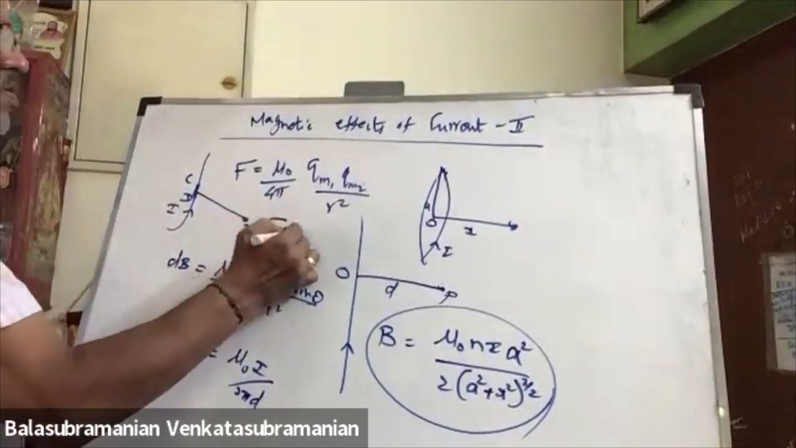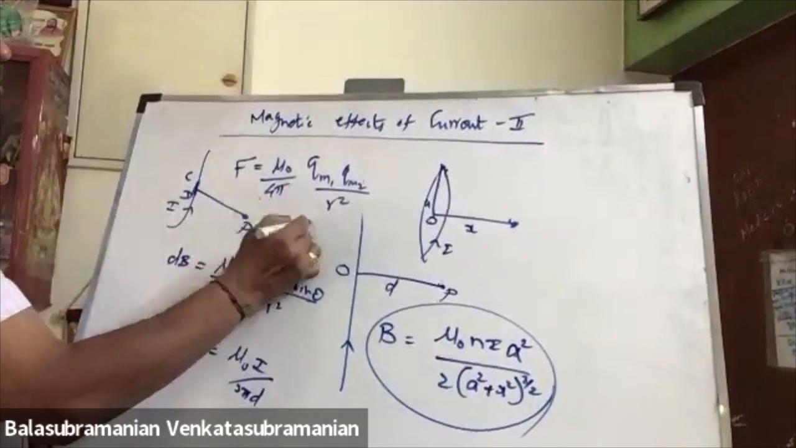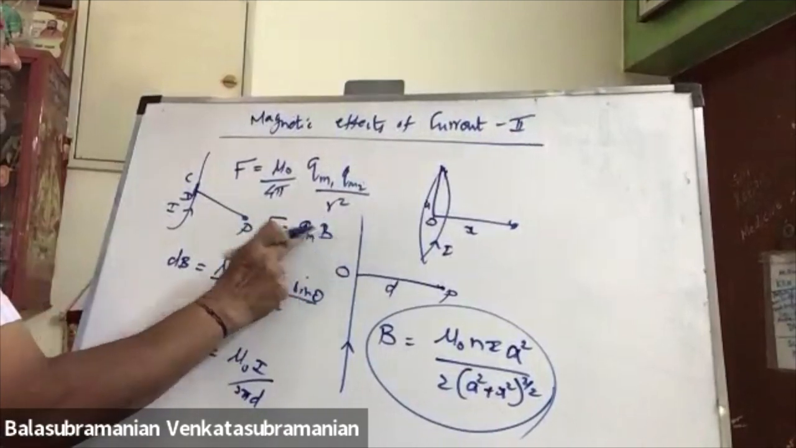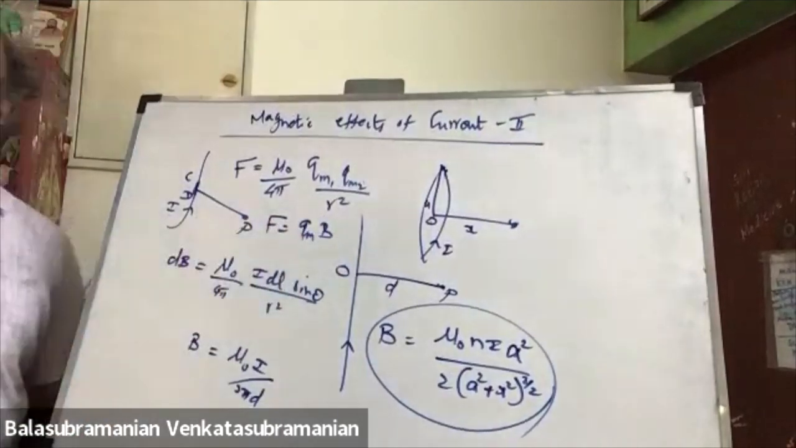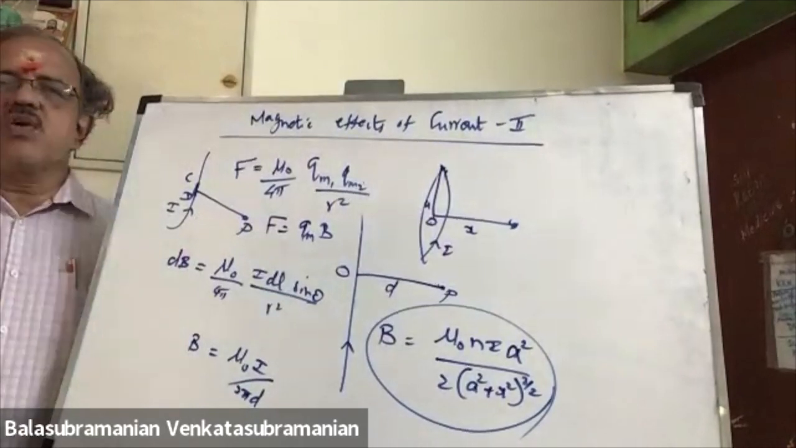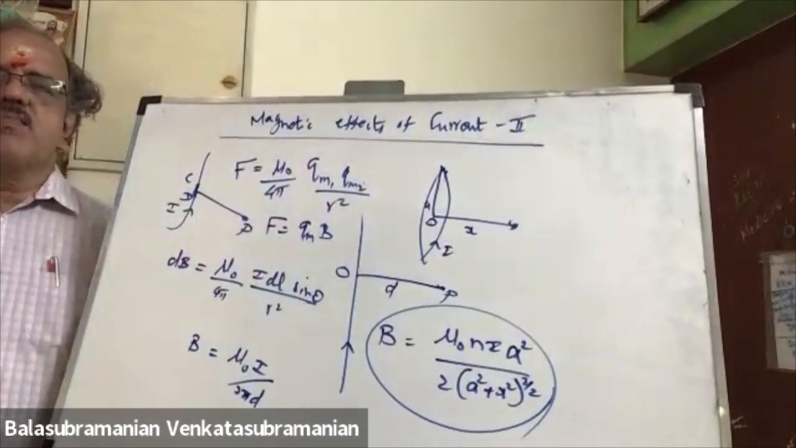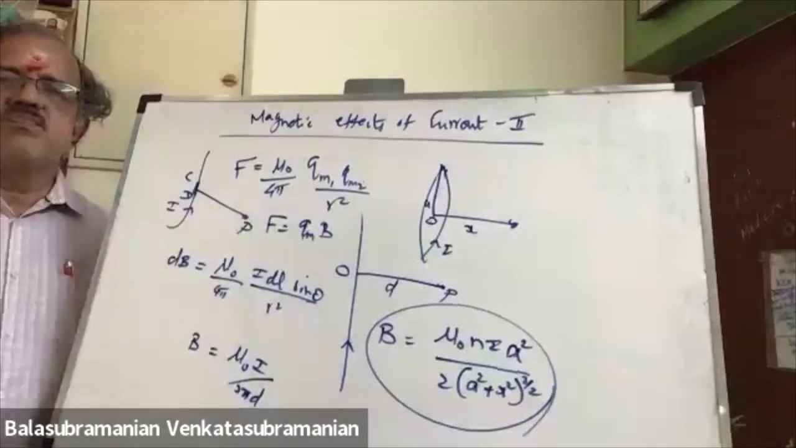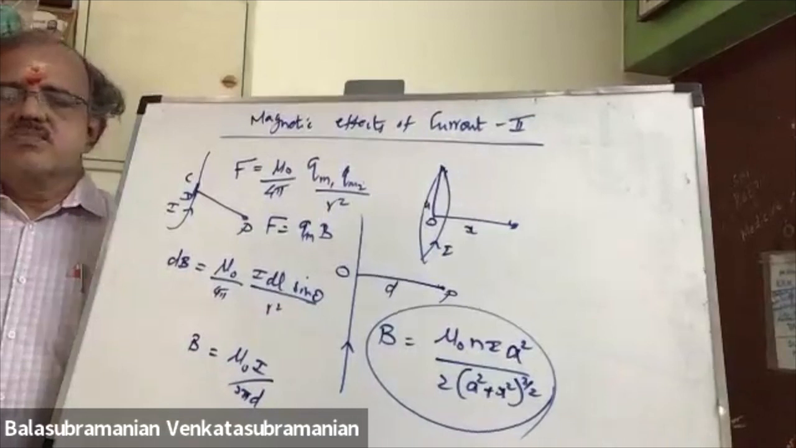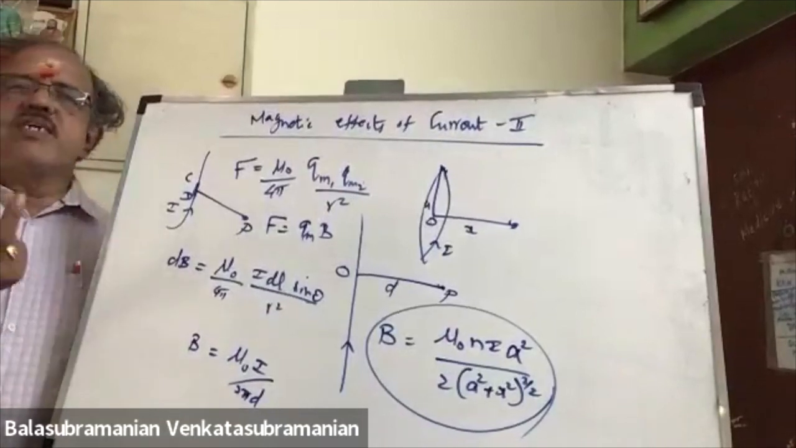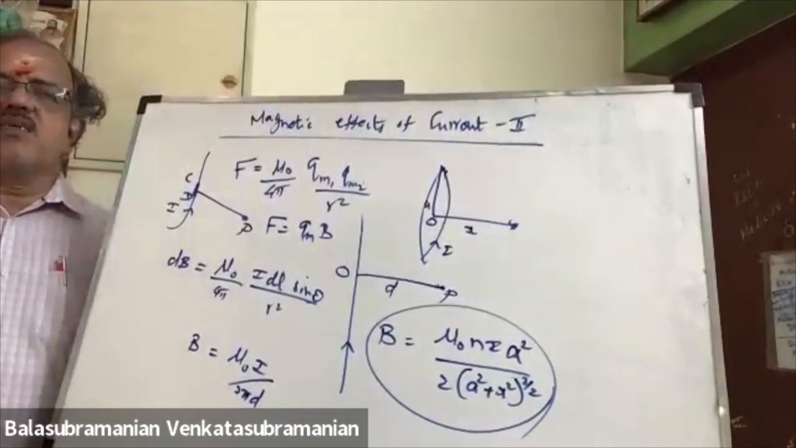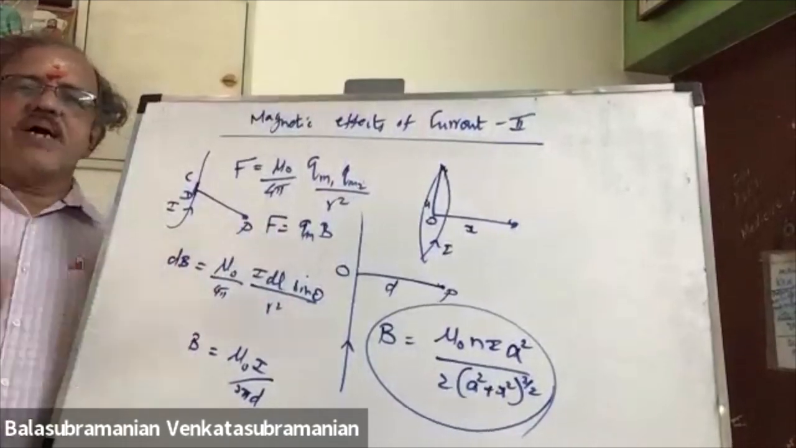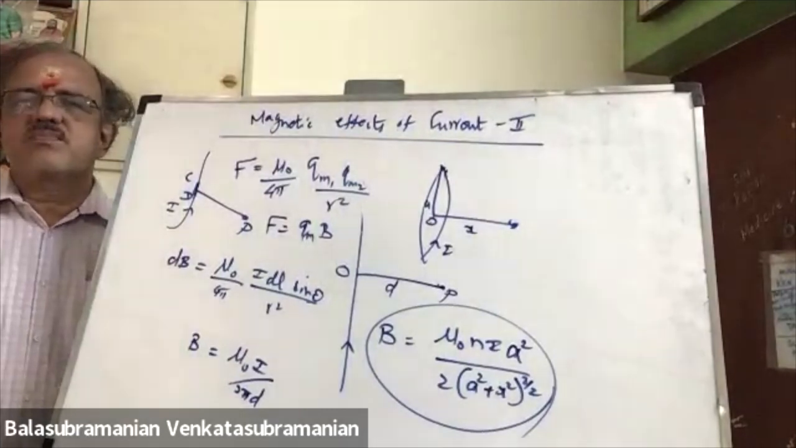Then F is equal to Qm into B. This is the relation connecting magnetic field and force. If you want to calculate force, it is Qm into B. B is called magnetic induction. Or if you want to calculate B, it is F by Qm. Force per unit charge is called electric field. Force per unit pole strength is called magnetic field.